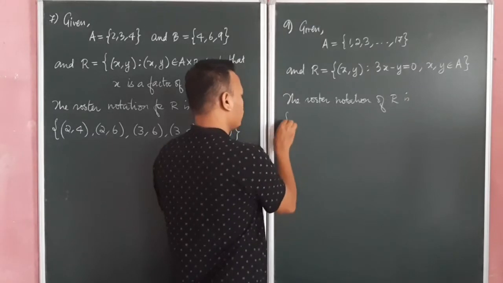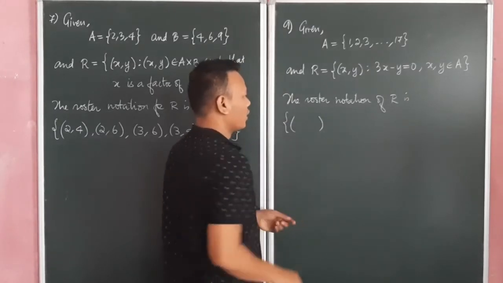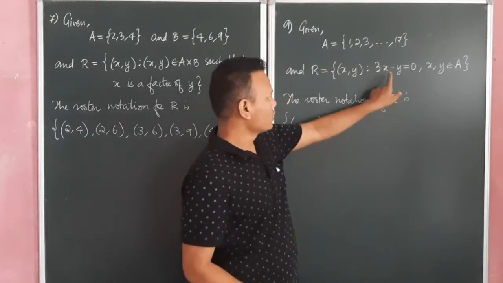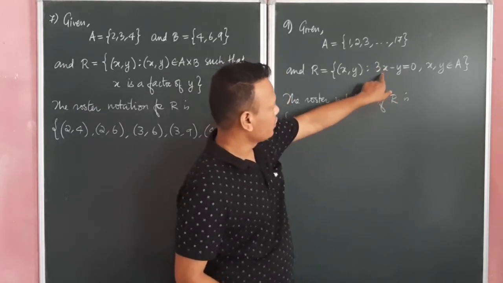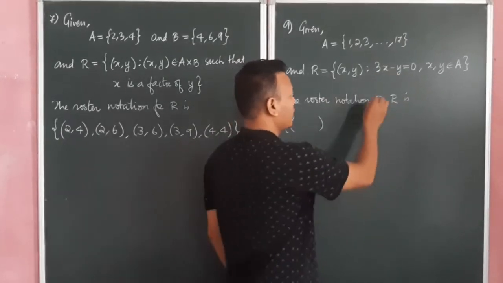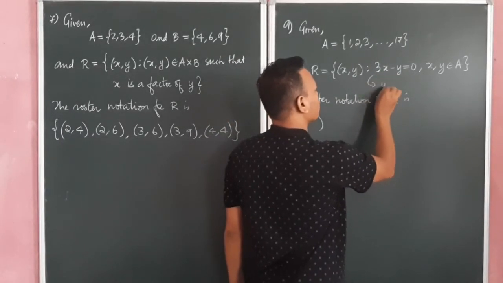Okay, so it is said that R is related in this way. That means what is this? This will be equals to 3x equals to y, isn't it? Or else I can say that from here we have y equals to 3x.